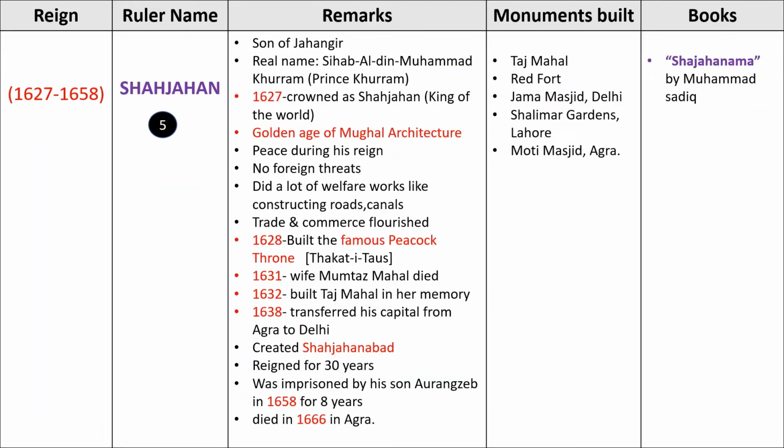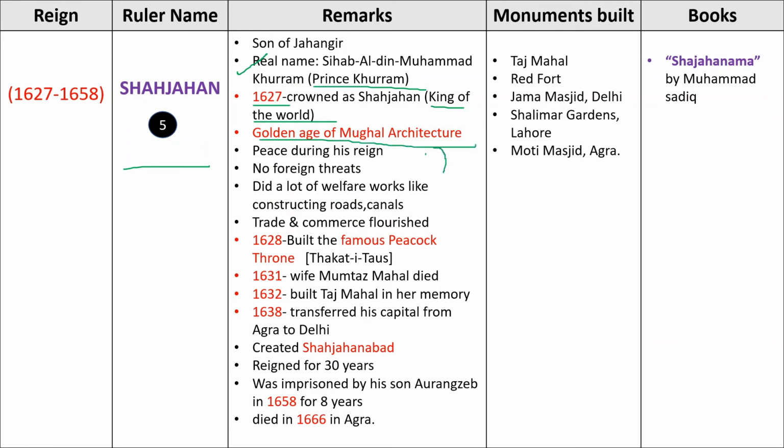After the death of Jahangir, Shah Jahan came into power. He is the son of Jahangir. His real name was Shihab-ud-Din Muhammad Khurram or Prince Khurram. In 1627, he crowned himself as Shah Jahan, king of the world. His ruling period was the golden age of Mughal architecture.